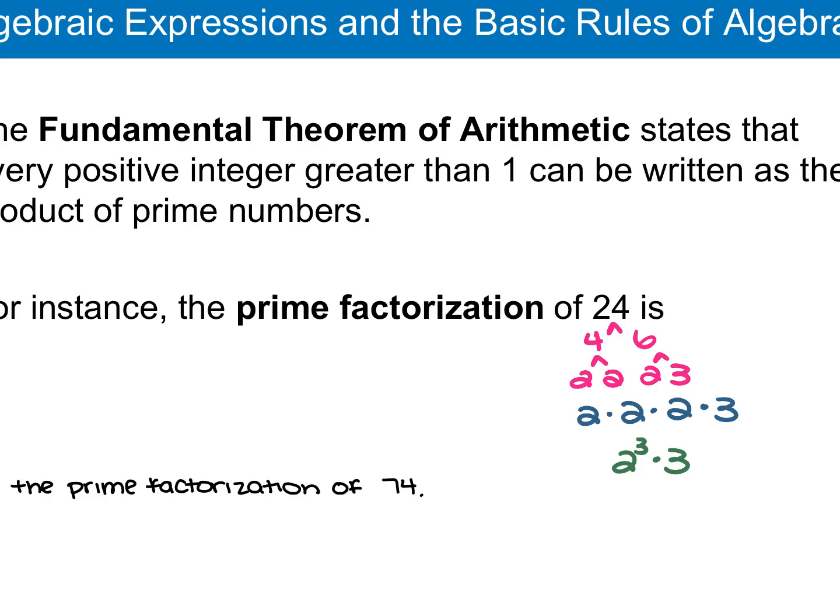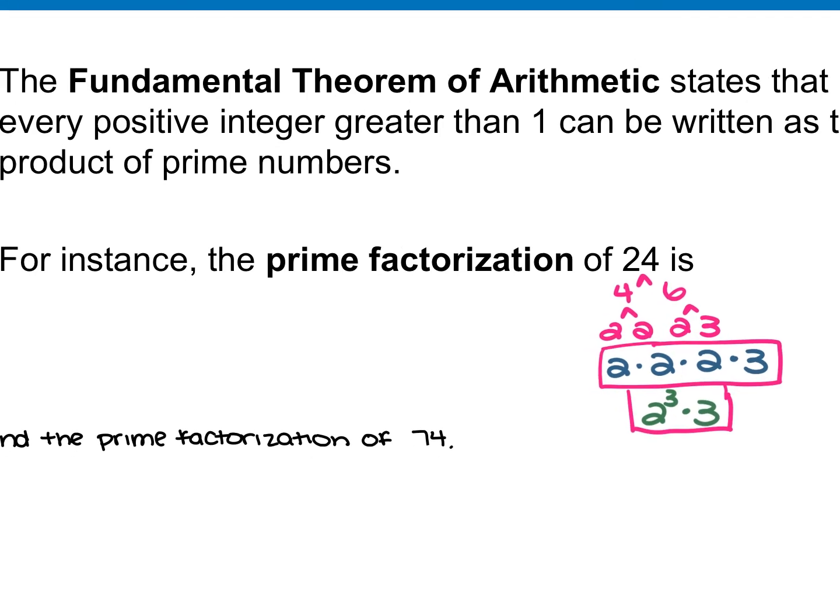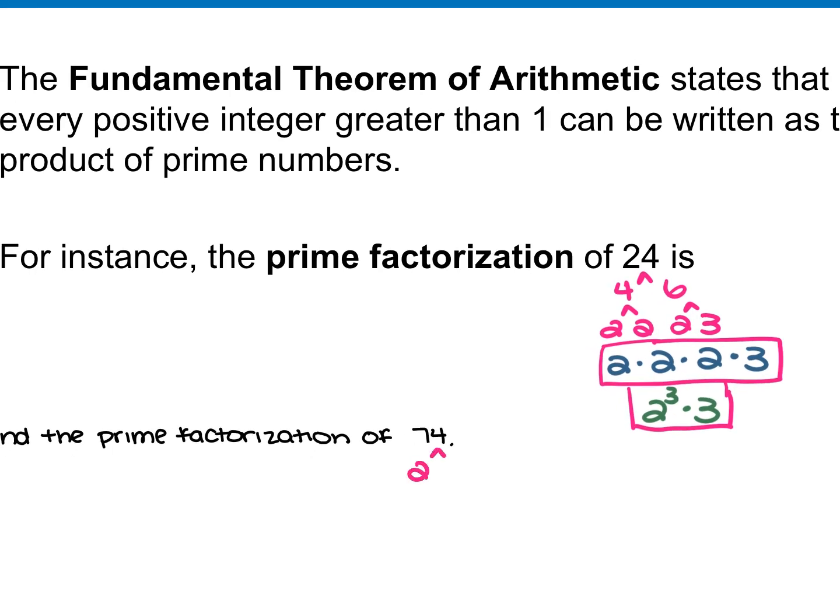So you could give either of those depending on what they ask for. If it's just the prime factorization, you can give the first one. If it asks you for the prime factorization using exponential form, that would be the 2 cubed times 3. And then next we have the prime factorization of 74. 74 is 2 times 37. 37 is a prime number, so that just means that 2 times 37 is the prime factorization of 74.